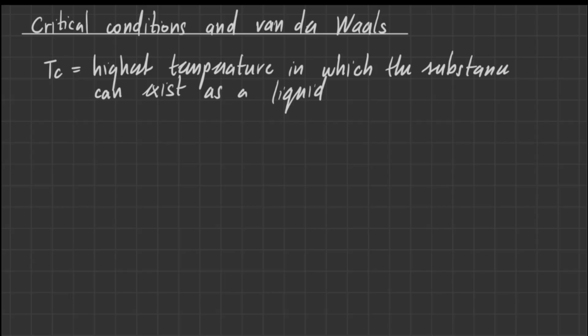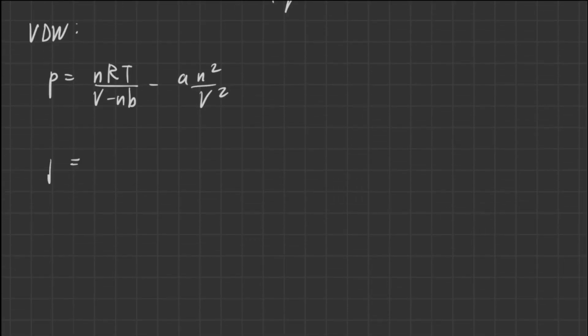Okay, here is the derivation for the critical conditions and the van der Waals equation. So, a little bit of background. The van der Waals equation is P is equal to nRT over V minus nb, minus a n squared over V squared. Or it's equal to RT over Vm, the molar volume, minus b, minus a over the molar volume squared.